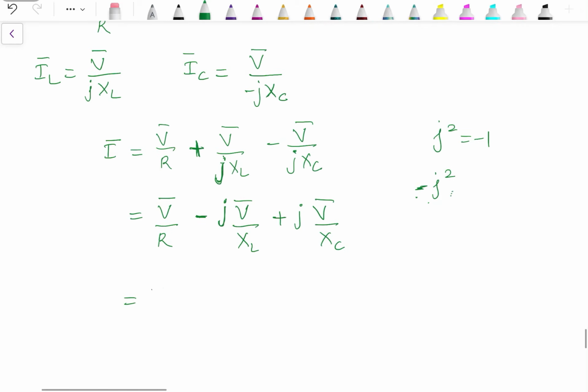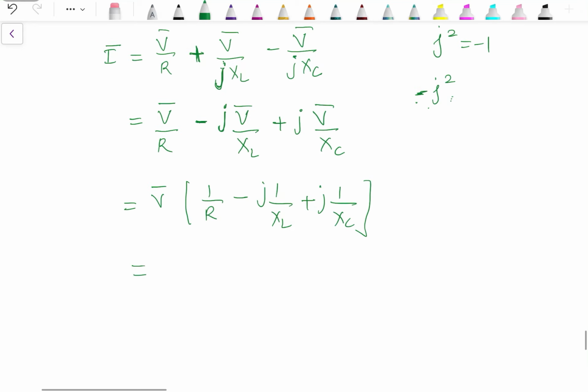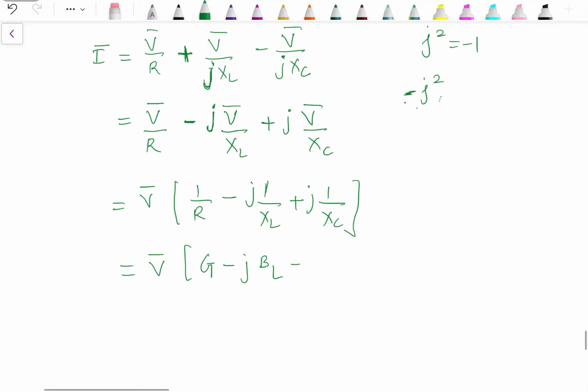Now in this equation V is common: 1 by R minus j 1 by XL plus j 1 by XC. 1 by R, the inverse of resistance, is conductance, which is denoted by G. 1 by XL is written as BL. 1 by XC is written as BC, where B is known as susceptance. G is conductance.